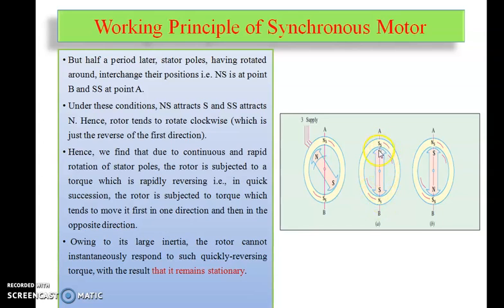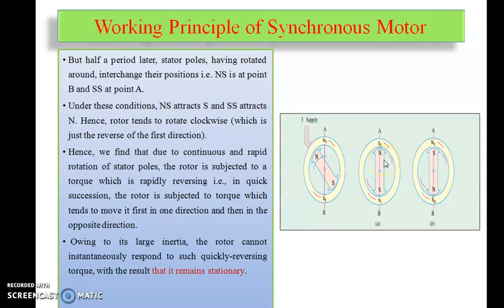So because of this, the N pole of the rotor will attract towards the S pole of the stator, while the S pole of the rotor will attract towards the N pole of the stator. And hence because of this force of attraction, the rotor tends to rotate in clockwise direction. Previously, because of the force of repulsion, it was rotating anti-clockwise, but now there is a force of attraction, so it starts rotating clockwise.